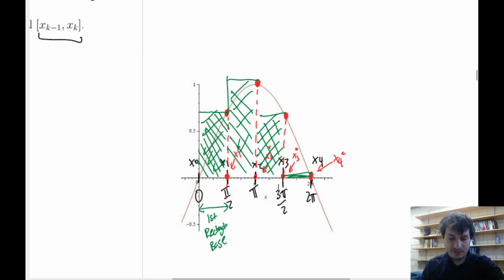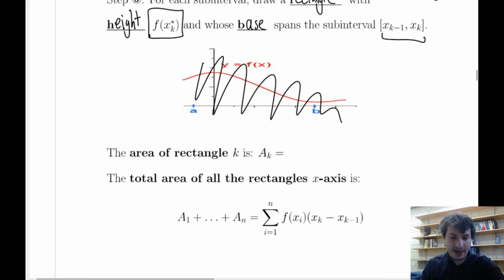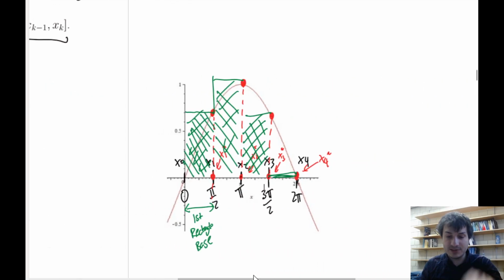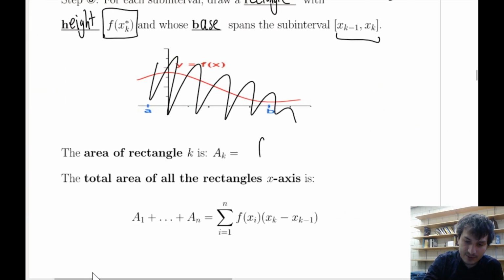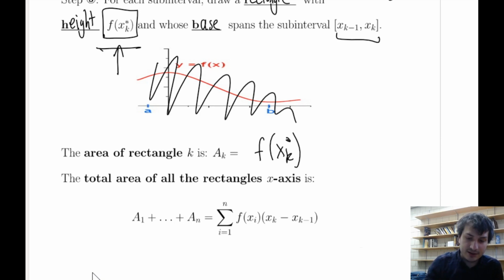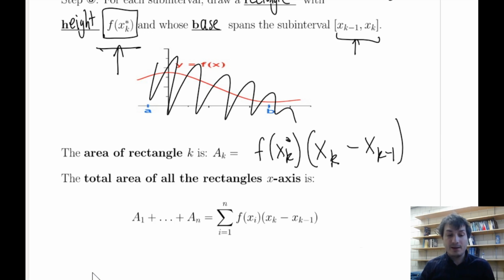So the total area, the area of the kth rectangle, what's the area of the kth rectangle? Area is base times height. The height of the function is the height of the rectangle. That's f of xk star, right? That was the height of the thing. The base spans this entire subinterval. So what is the base? It's the length of the subinterval, xk minus xk minus 1. That's the area for the kth rectangle.